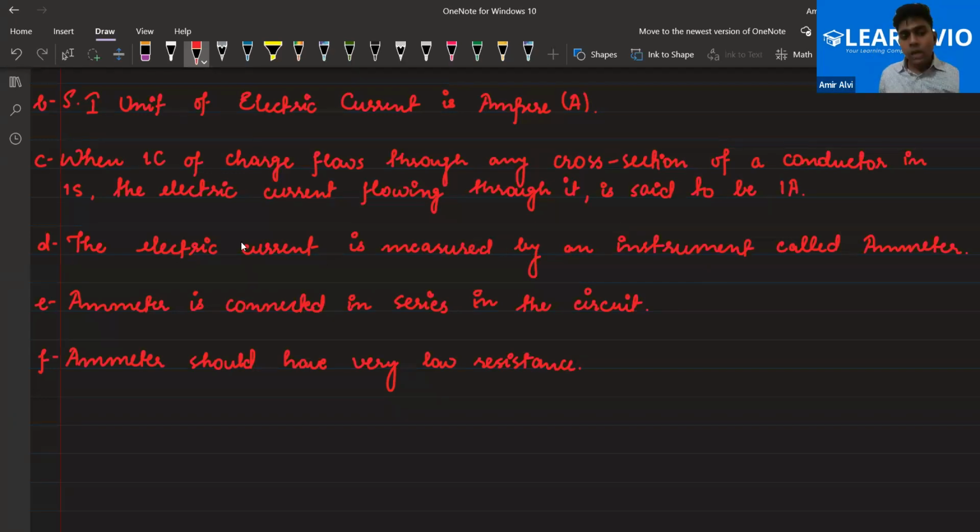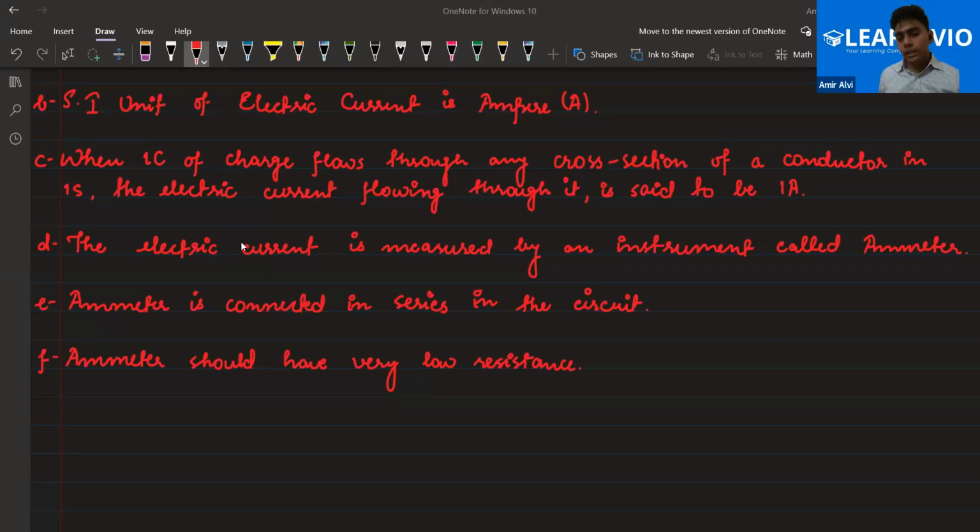Sure. Okay. So now these are the basic properties of the electric current. These are the only things in this paper that you need to know at least. At most, these are the things. There is nothing left for this topic. The only thing we are going to be left with is numericals, right? Let me check if there is anything left.